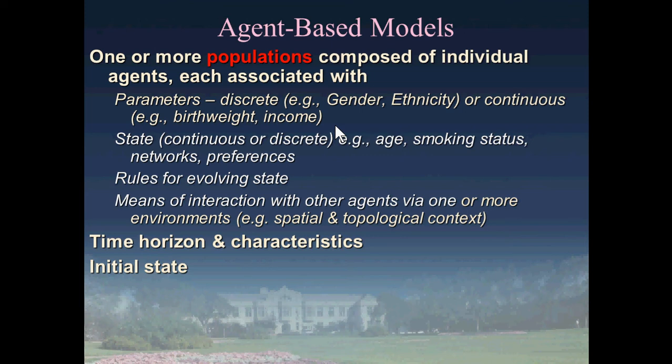So we have these rules for evolving state, and then we have a means of interacting with other agents. How did the agents in that model interact with others? It was a particularly simple mechanism, and what was it?